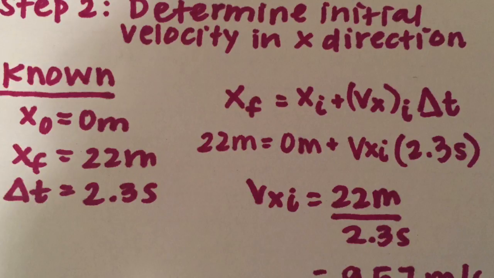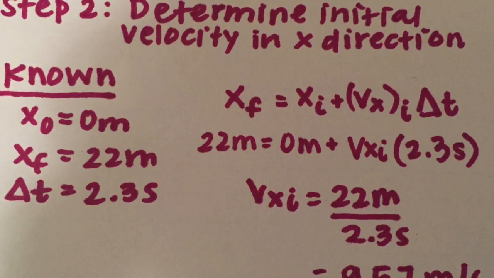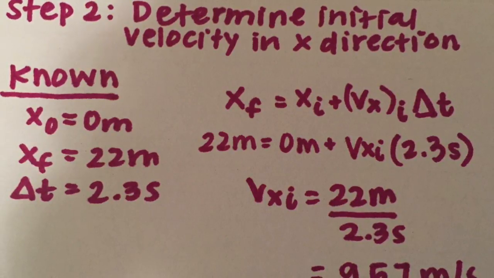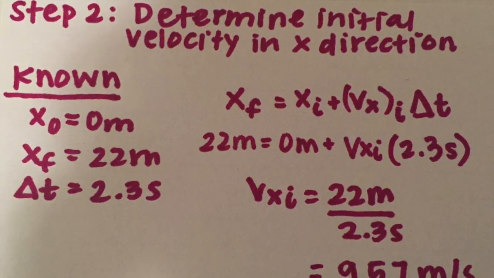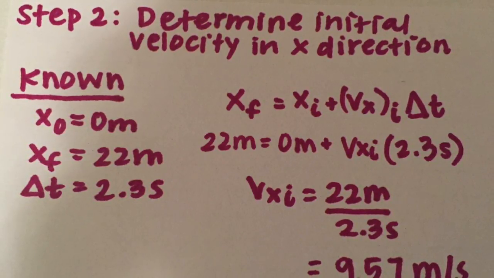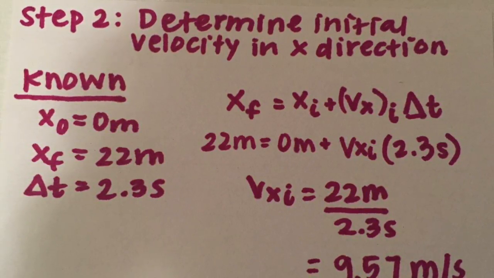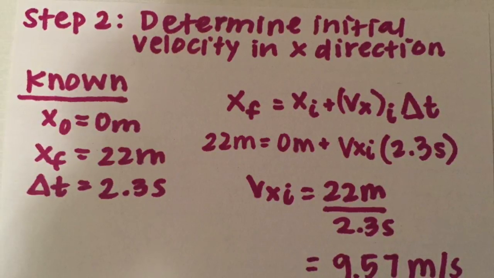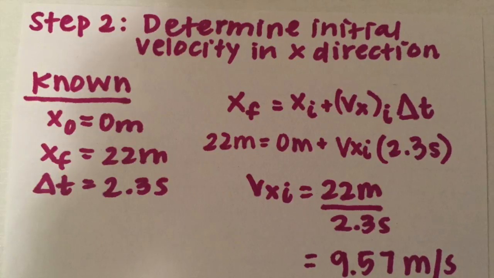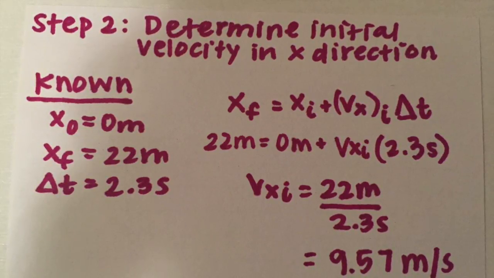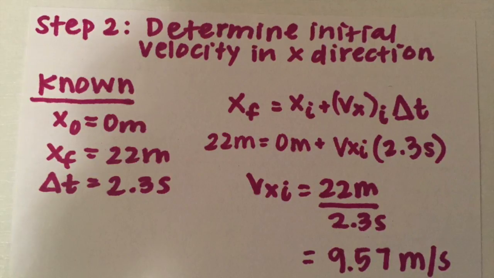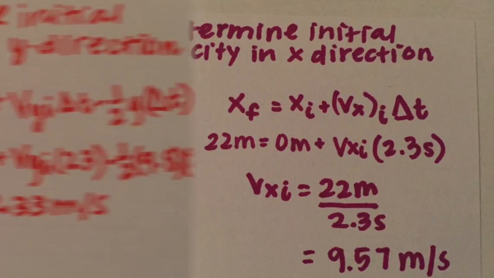Step 2 is to determine the initial velocity in the x direction. If we know that the initial position of the ball is 0 meters and the crossbar is 22 meters away, and the change in time from the point the ball leaves the ground to hit the crossbar is 2.3 seconds, we can plug this information into the equation x final equals x initial plus the initial velocity in the x direction times the change in t. And we get that the initial velocity in the x direction is 9.57 meters per second.